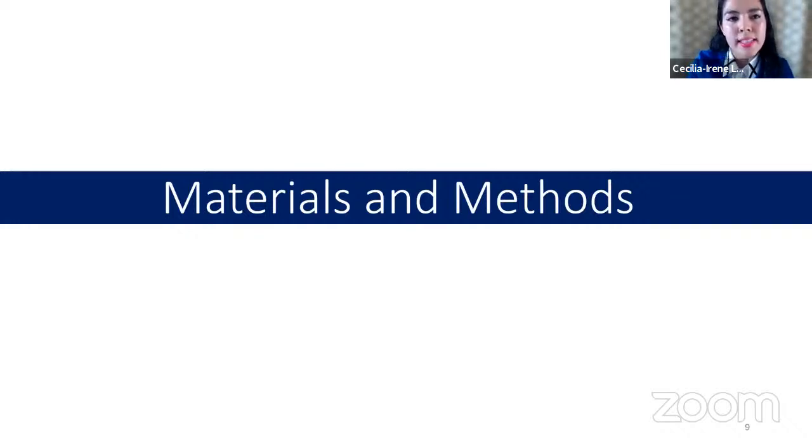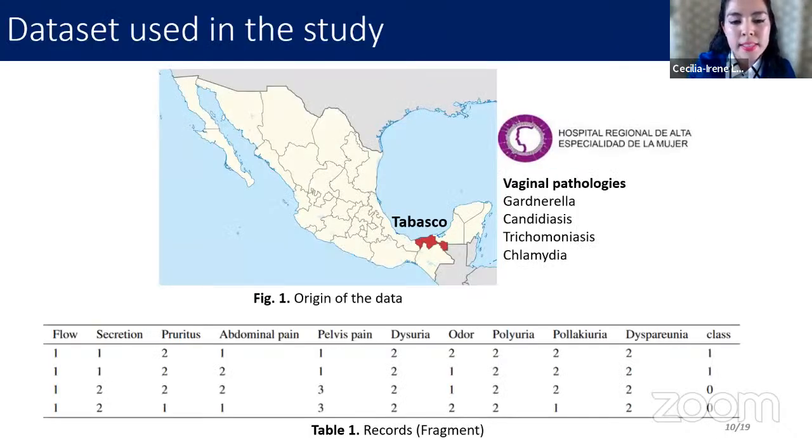Now we will see the materials and methods used in this work. To carry out the experiments, we acquired records from the Villahermosa Tabasco Women's Hospital corresponding to the symptoms presented in vaginal infections, such as flow, secretion, irritation, painful urination, among others. The age data was not considered in the data set, since the pathologies are not related to age. Even girls can contract any infection from using public bathrooms.